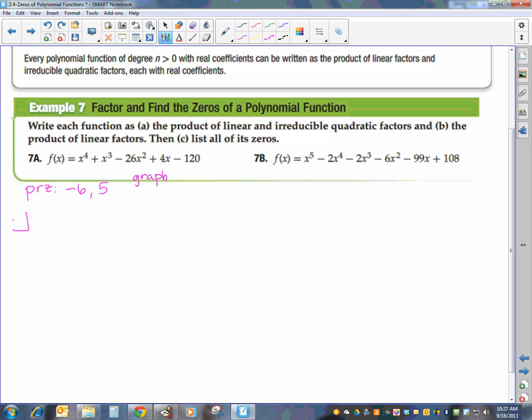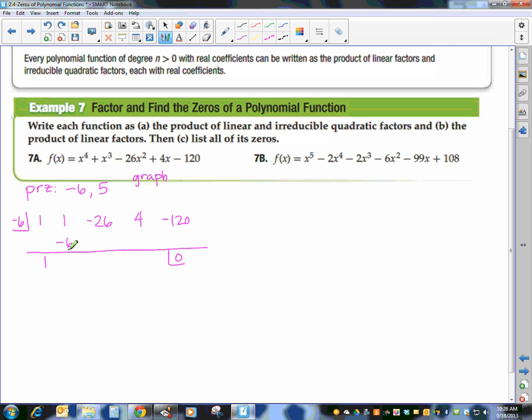So again, it doesn't matter where you start. I'm starting at negative 6. I have 1, 1, negative 26, 4, and negative 120. Again, that should come down to 0. Bring down my 1. I multiply, I add, I multiply, and then I add, I multiply, and then I add, and then I multiply. So that one worked out.